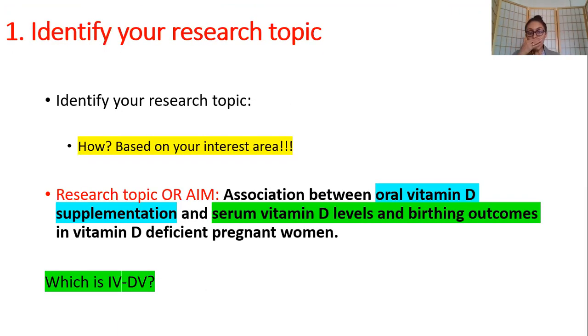All right, so the first step is identifying your research topic. How do you identify your research topic? That is a discussion item between you and your supervisor and your area of interest and research. All right, so I've just taken a hypothetical topic, and of course, I'll be using various examples for various things I explain. So just for instance, if my area of interest is vitamin D, my research topic could be to do a systematic review to examine the association between oral vitamin D supplementation and serum vitamin D levels and birthing outcomes in vitamin D deficient pregnant women.